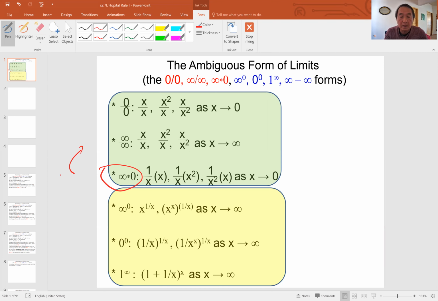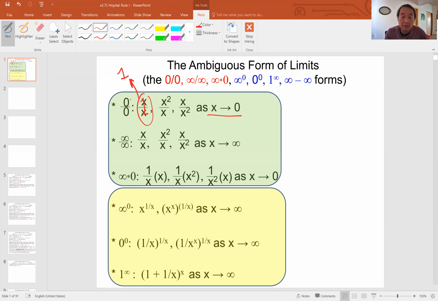I listed a bunch of examples, telling us that by looking at these examples, plugging in the numbers fails to tell us anything. Plugging into all these examples, the effect is the same, but in reality, the limits of each example go to different things. For example, x over x, as x goes to 0, is 1, so this goes to 1.